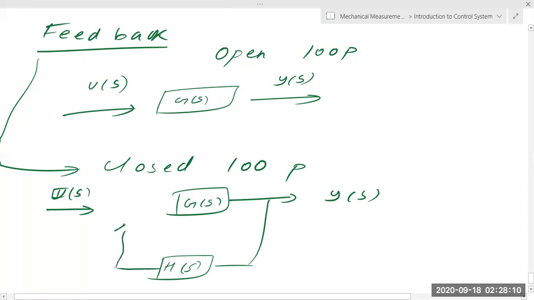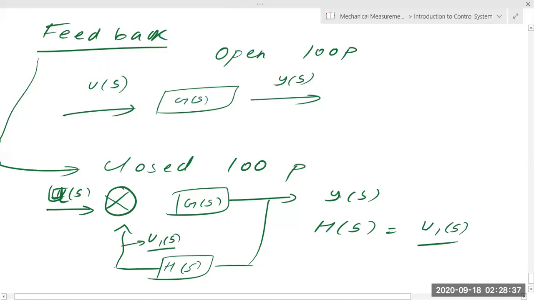This signal will go to the u of s, and here there will be a summation point. Suppose this signal is u of s. Whatever is coming out of this, let the output be equal to u1 of s. Now if I tell you to write the loop transfer function, h of s will be equal to output upon input. The output is u1 of s, and the input is whatever was the output, which becomes the input for this takeoff point. So this will be equal to y of s.